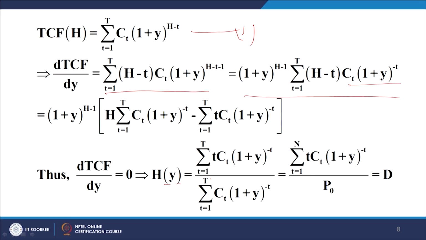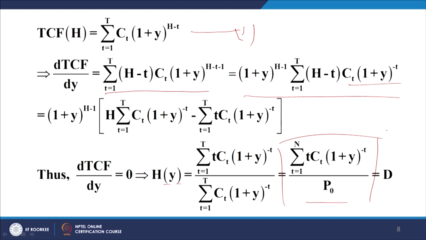Now, if you look carefully at the denominator, it is the DCF price of the bond, the expression for the DCF price of the bond. So, I have substituted it by P 0. So, the expression that we get is H(y) is equal to the expression on the extreme right hand side. Now, what is the implication of this analysis? What have I done? I have taken the derivative of total cash flows for an arbitrary holding period h, and I have equated this to 0, and on that basis I have arrived at a particular value of h.